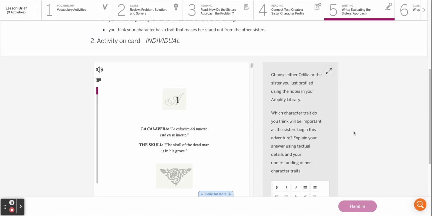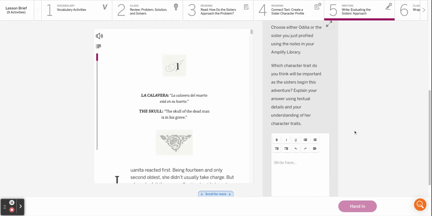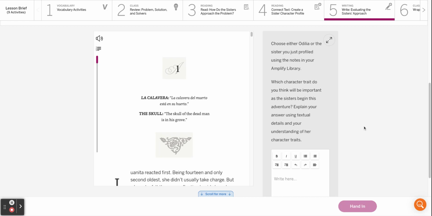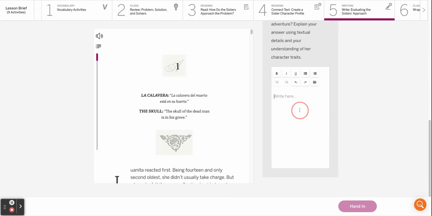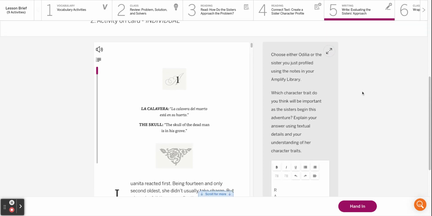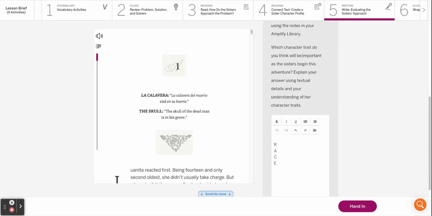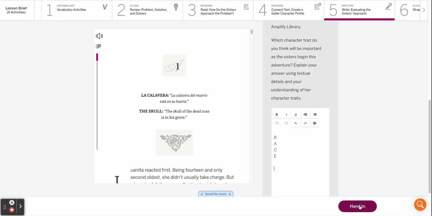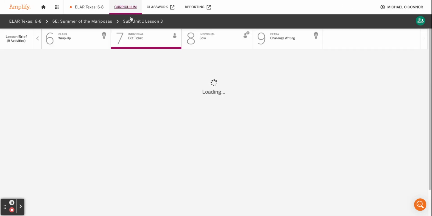And our writing activity. So this is going to be an SCR, short constructed response. I'm looking for you to organize it using RACE first, and then you type your completed 2 to 3 to 4 sentence paragraph. So you've chosen one of those sisters that you profiled. And what character traits do you think will be important as the sisters begin their adventure? So pick one character trait and go ahead and write it and then hand it in and hop over to the exit ticket and you are done.